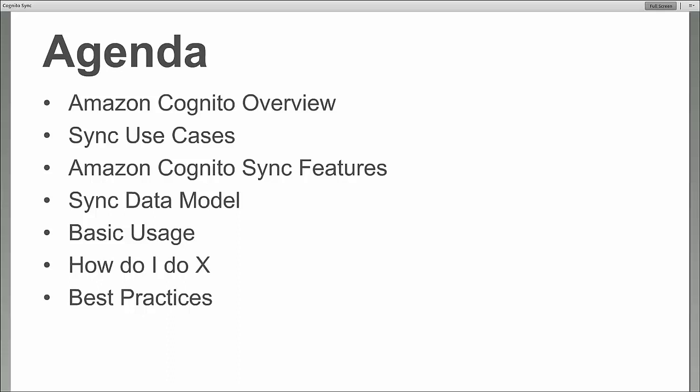Things we'll cover today: I'm going to talk about Amazon Cognito for those of you who may not be familiar with it, talk about some use cases for synchronization, and how the features of Cognito support that. We'll dive a little deeper into the data model for Cognito Sync, how to use it with some code examples, and then some cookbook examples and best practices.